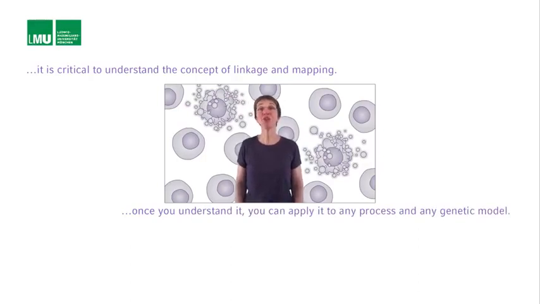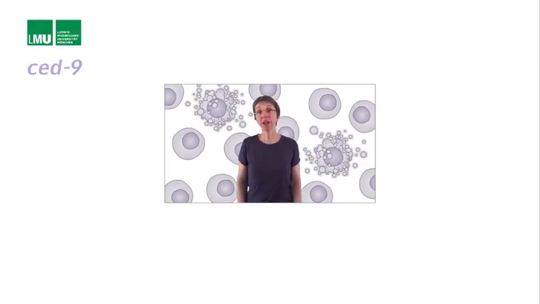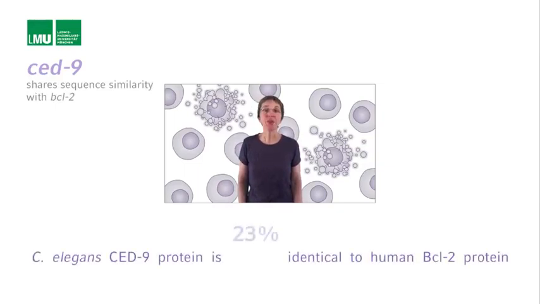Finally, coming back to the SED-9 gene. Michael Hengartner cloned the SED-9 gene and found, maybe not too surprising anymore, that it shares sequence similarity with BCL2. The amino acid sequence of the SED-9 protein is 23% identical to that of the human BCL2 protein. SED-9 and BCL2 are homologous proteins. This was the first evidence that the pathway involved in apoptosis is conserved at the molecular level from worms to human.